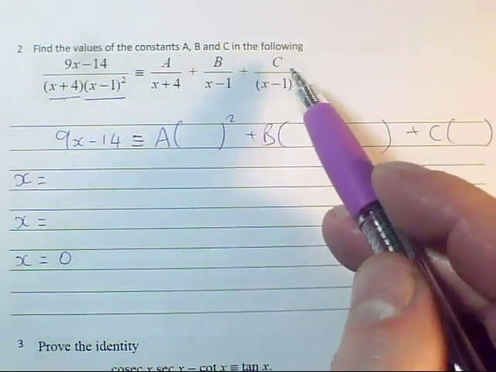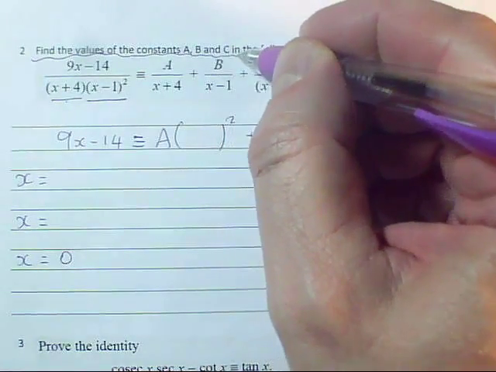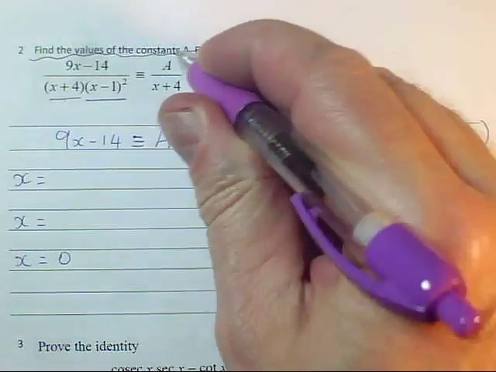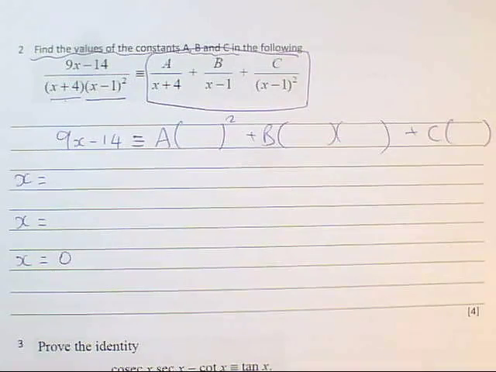Once you know what a, b, and c are, okay, this particular question says find the values of a, b, and c, so you'll get away with a equals, b equals, c equals, but it's always a good plan to write out this whole thing with those constants in place. Why not do it? It doesn't take long.